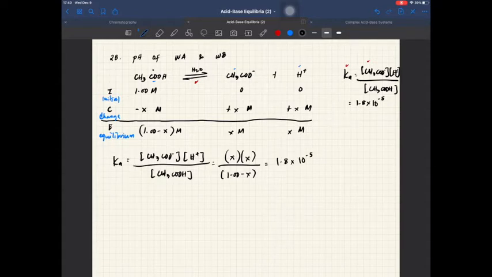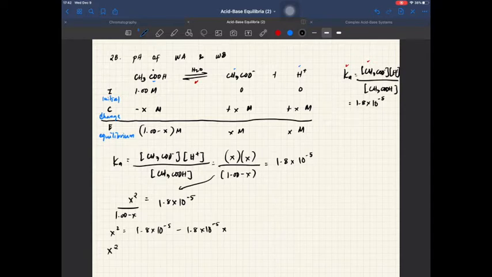Okay, we can make use of the quadratic formula. In this context, if we evaluate this expression, we will get a quadratic equation: x squared is equal to 1.8 times 10 to the negative 5 minus 1.8 times 10 to the negative 5 x. So we can calculate the value of x using the quadratic formula. First, let's transpose all these terms into the left side of the equation to get an equation that is equal to ax squared plus bx plus c is equal to 0.